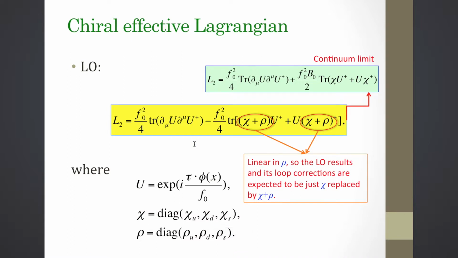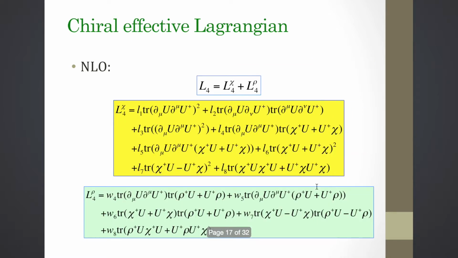So with this in hand, we can construct our leading order chiral effective Lagrangian. It has exactly the same form as that in the continuum limit, except that the chi in the continuum theory is replaced by chi plus rho. We can expect that the leading order results and its loop corrections will be just chi replaced by chi plus rho.